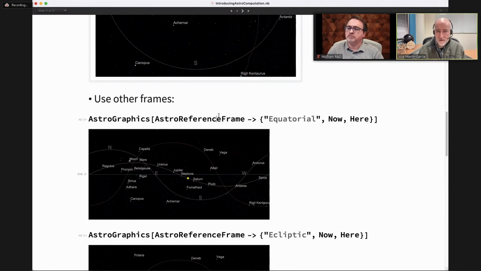Okay, we can use other frames. This is the equatorial frame. Now we have a rectangular projection of the sky. That's the equator, the equatorial plane again, the ecliptic. We see all the planets moving and the sun along the ecliptic. That's the moon.